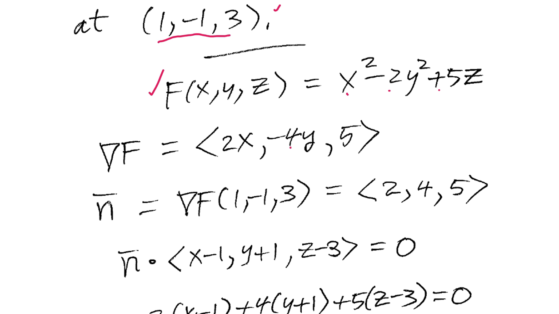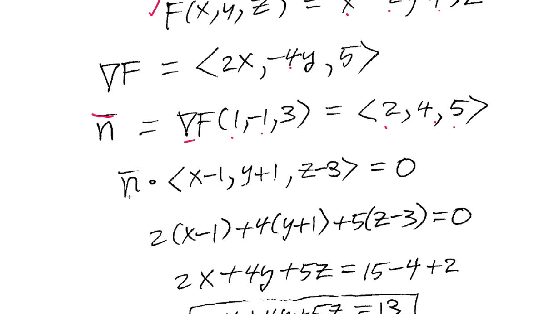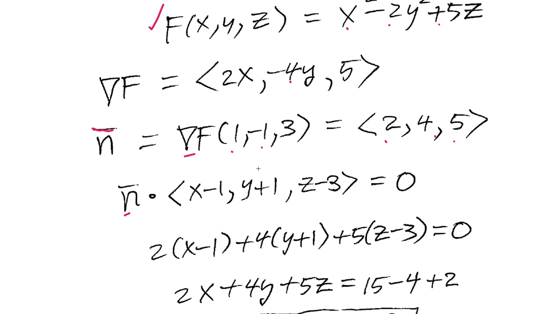So I'm calling this n bar. It's probably not going to be a unit vector, so I use a bar on it, but it's going to be the gradient evaluated at (1, -1, 3), and I got (2, 4, 5). Now I've got a normal to my tangent plane, right? And I've got a point of my tangent plane being what?